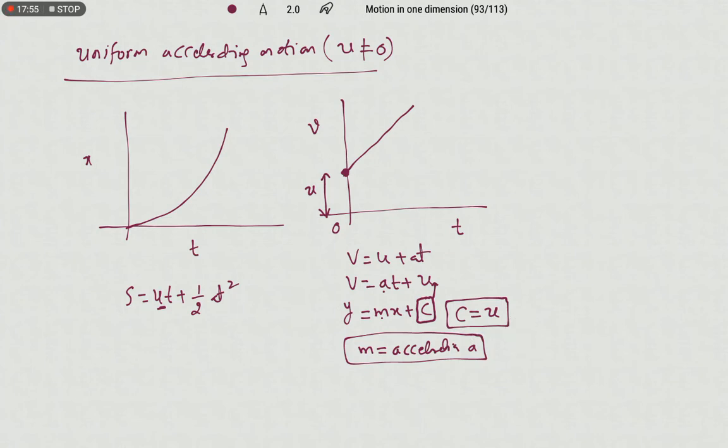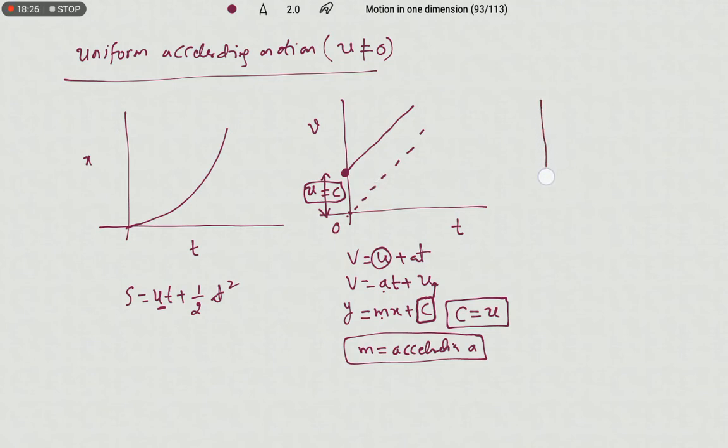Only what is the change here? The object with zero velocity starts its journey from the origin, but here the particle already has some initial velocity. That's why we take the velocity as a positive intercept along the velocity axis. So this is equal to c. The positive intercept gives the initial velocity of an object.